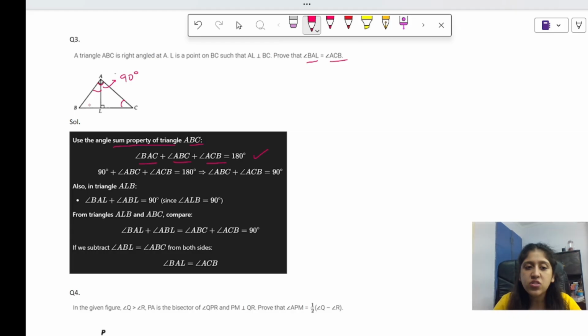Alright? Now, in this triangle, I have angle BAC as 90 degree. Yes, it is given in the question. So I've just written BAC की जगह पे 90 degree. Alright? And I have just solved it. So if I solve it, I'll get an equation which is this equation. I hope that is clear. Angle ABC plus angle ACB is 90 degree. Alright? So this is also clear.